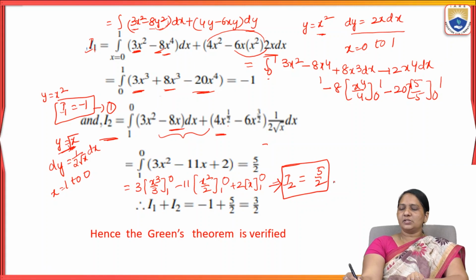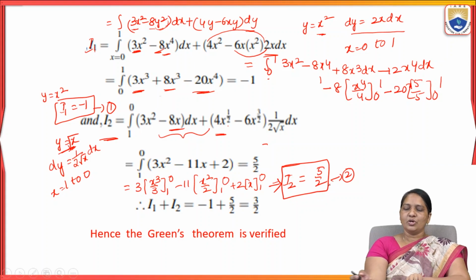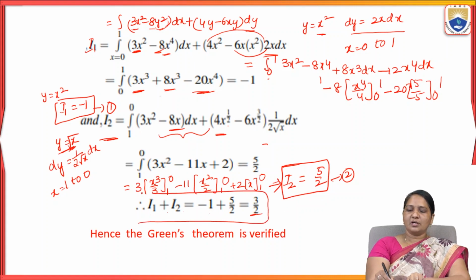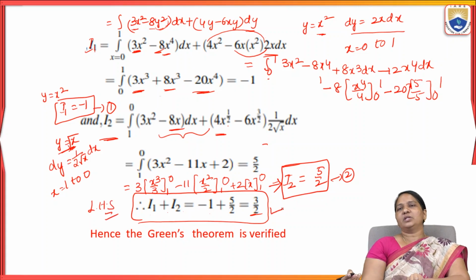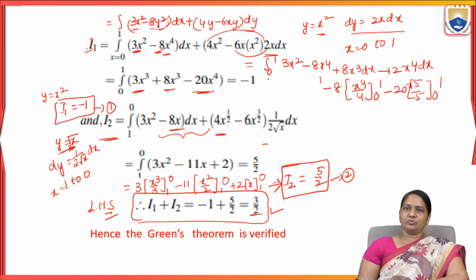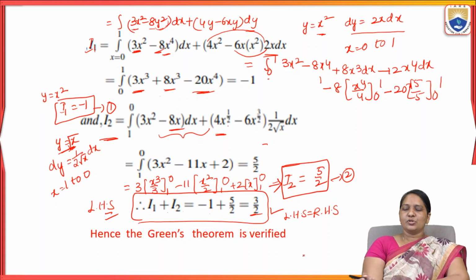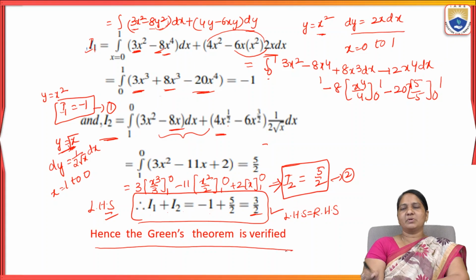So I1 value is minus 1. I2 value is 5 by 2. Now we are going to do I1 plus I2. That is minus 1 plus 5 by 2, which is nothing but 3 by 2. So this is LHS. So LHS value we got 3 by 2. What about the RHS value? The RHS value also we got 3 by 2. So both values are equal here. So LHS is equal to RHS. So hence we can say that Green's theorem is verified.